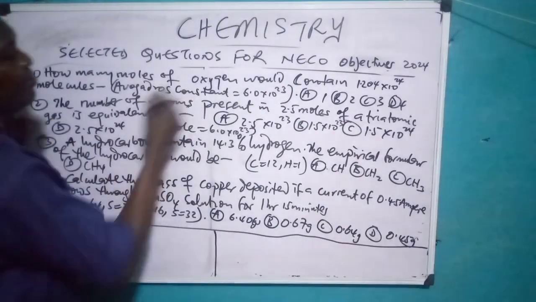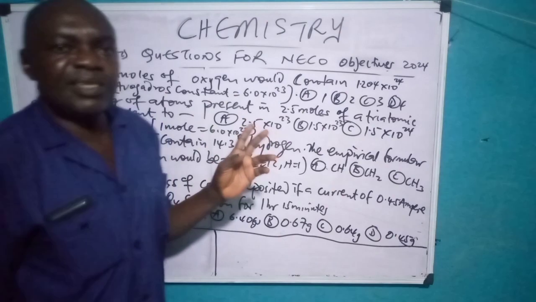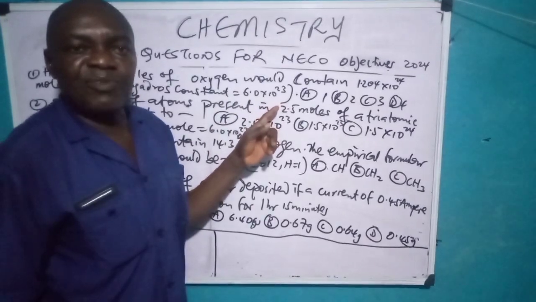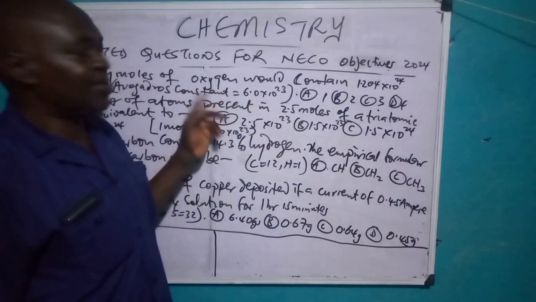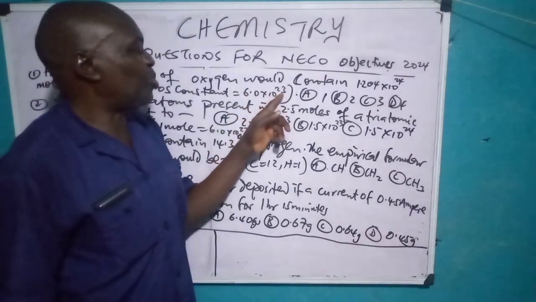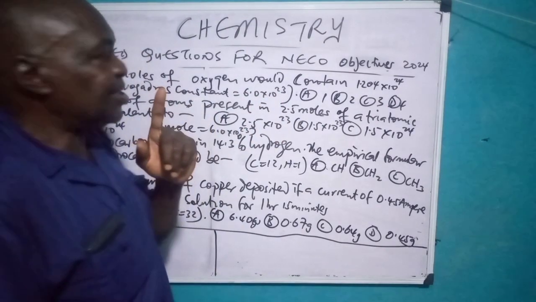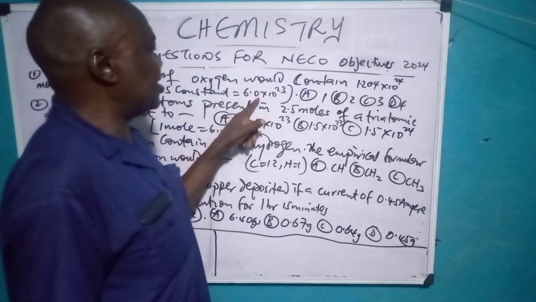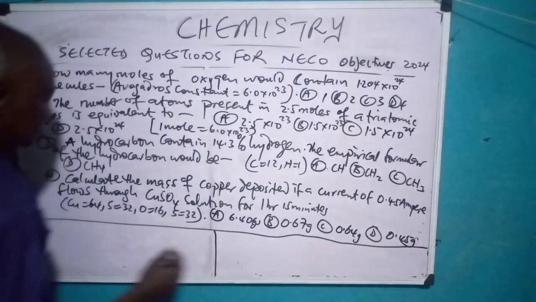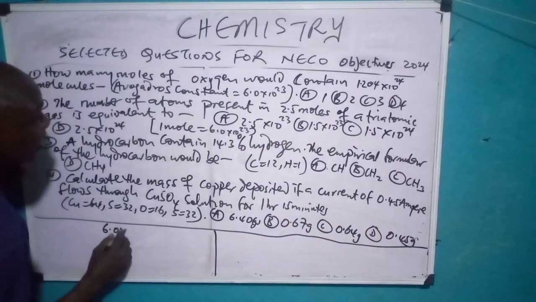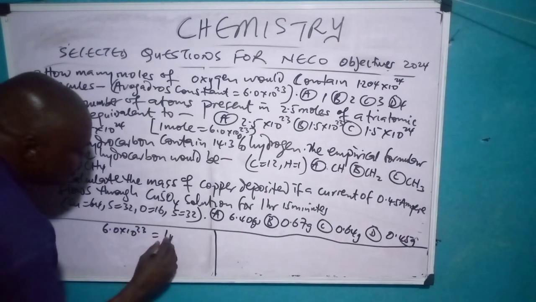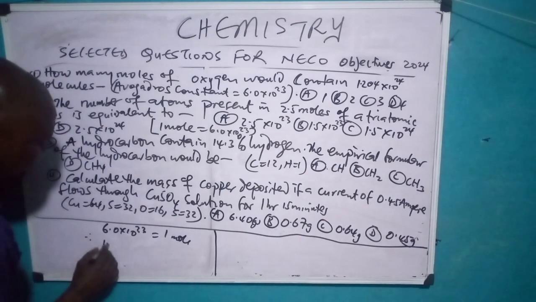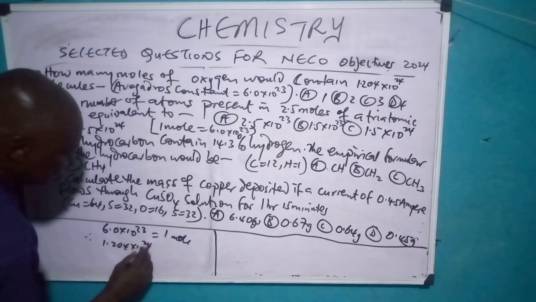Now look at it. How many moles of oxygen would contain this? I already know that according to chemistry rule, 1 mole of any gas contains the Avogadro's number or Avogadro's constant, and they even helped out with it, 6.0 times 10 to the power of 23. So what you now do to solve it easily, since they are asking you how many moles of oxygen will be present here, you will say 1 mole equals this, therefore S mole will be that. So let's see, we'll say 6.0 times 10 to the power of 23 equals 1 mole. Therefore, the one they gave us, 1.204 times 10 to the power of 24, will give you S mole.